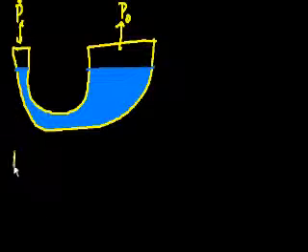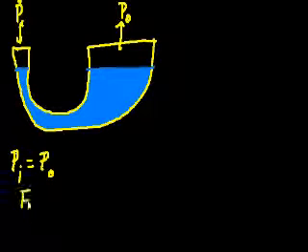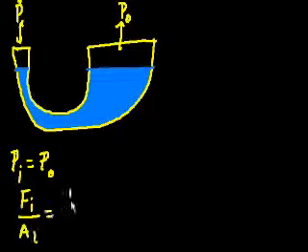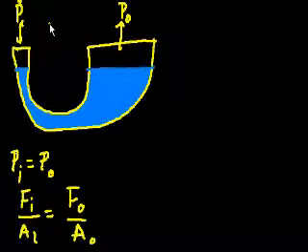We know that the pressure in is equal to the pressure out, right? Pressure in is equal to the pressure out. And pressure is just defined as force divided by area. So the force in divided by the area in is equal to the force out divided by the area out, right? So let me give you an example.